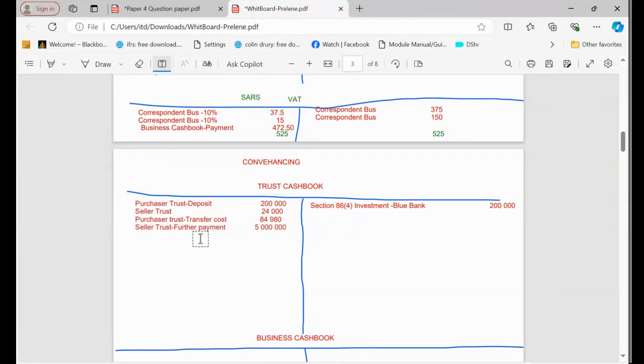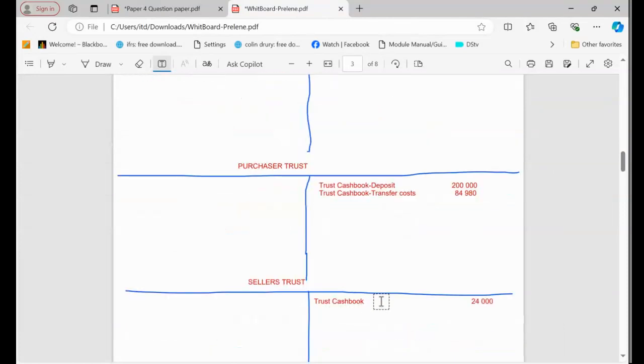And I'm going to go to the seller because it belongs to the seller. And I'm just going to say trust cash book. Again, just further payment.